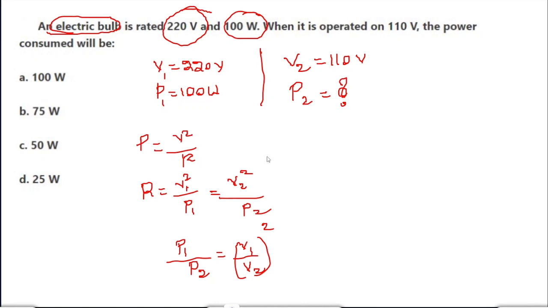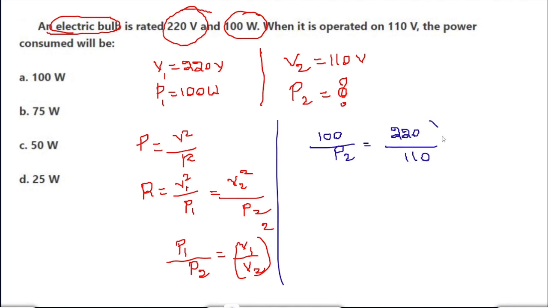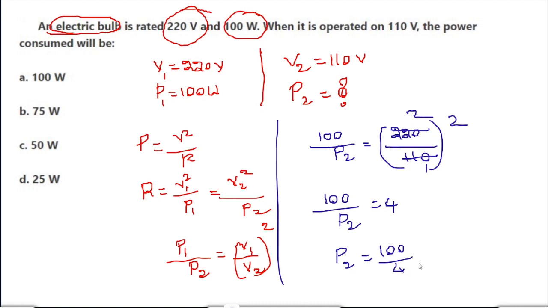So what is P1? It is 100, by P2. And then what is V1? V1 is 220, by V2 is 110, whole square, right? Isn't it ones and twos, right? So that's fine. And 100 by P2 is equal to 2 square, which is nothing but 4. So I can write P2 is equal to 100 by 4, which is equal to 25 watts. So the answer is option D.